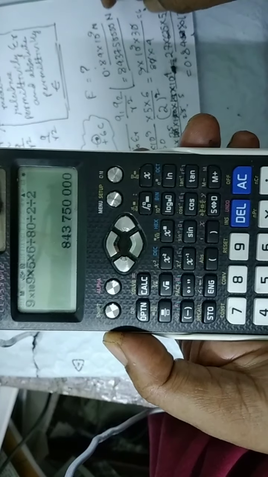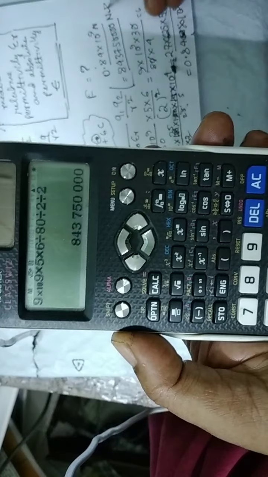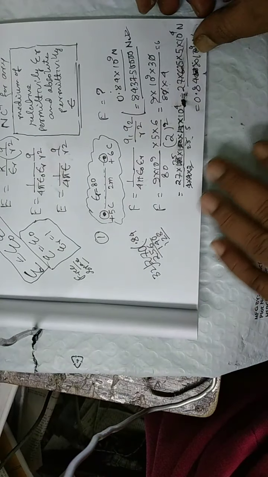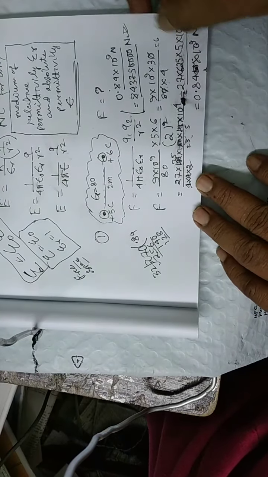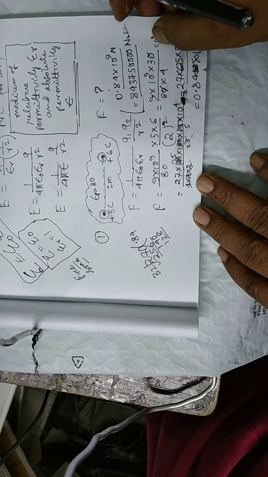Now you think that the amount of charge is so enormously large. Why? The charge is enormously large because 1 Coulomb charge is a very large amount of charge. This is not a very small amount of charge. 1 Coulomb charge is a very large amount of charge.